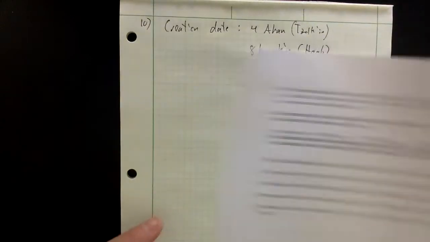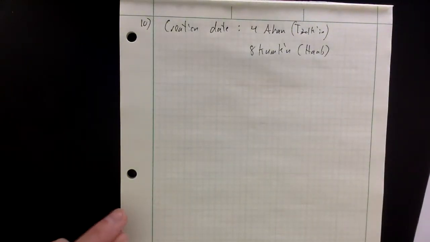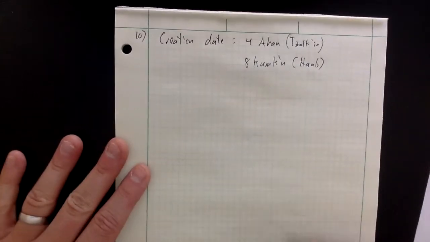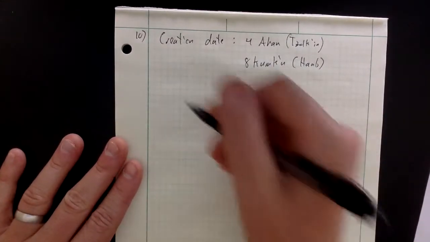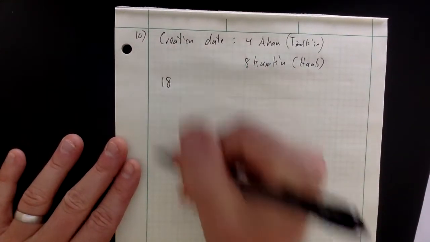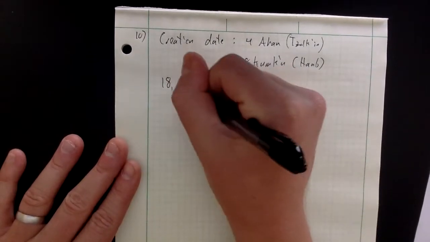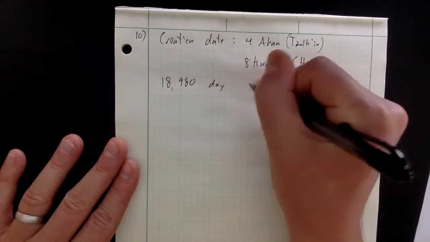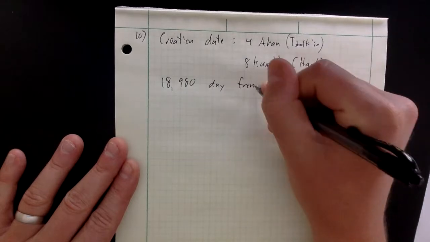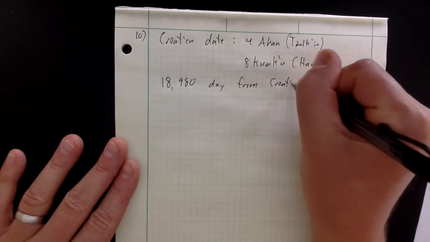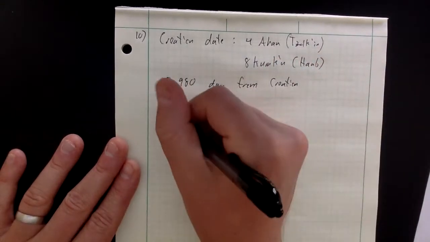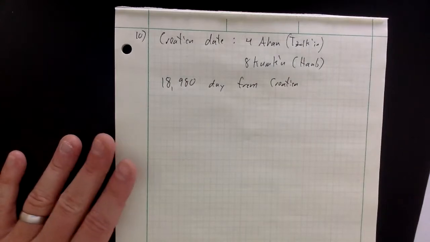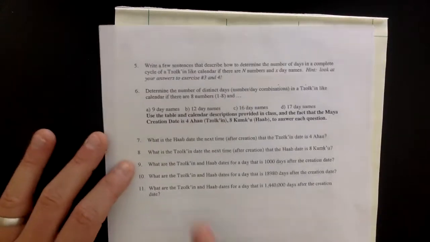Okay, so I'm going to go to my scratch paper. All right, so I've got the creation dates written down, and we're going to go 18,980 days from this creation date. We want to know what the new date's going to be. So we want to figure this out. We're looking at both calendars. We want the Tzolk'in and the Haab date.